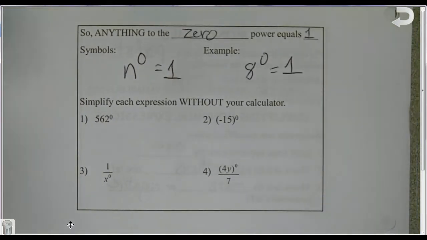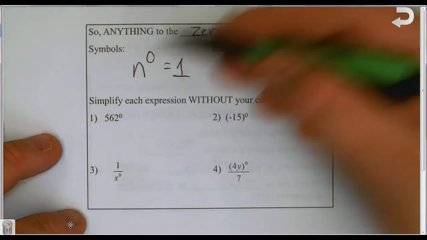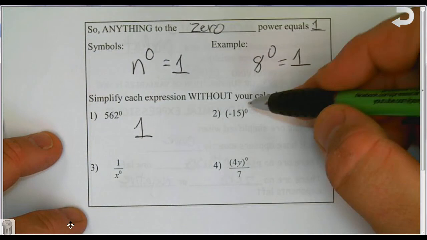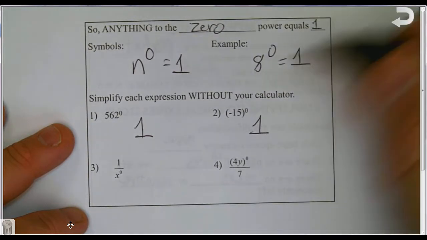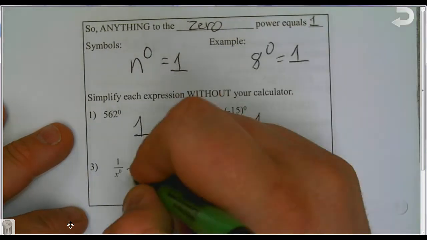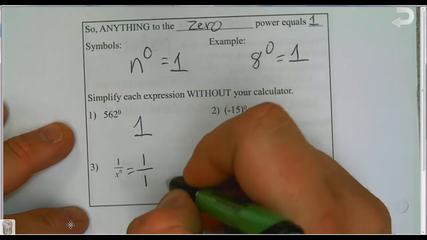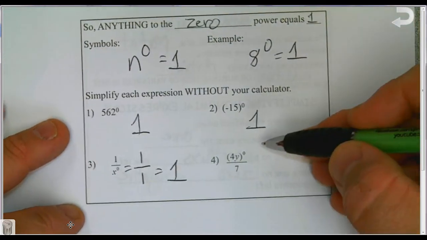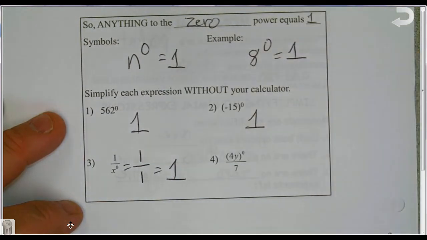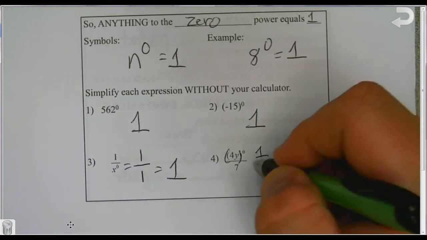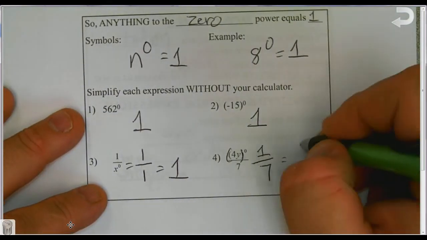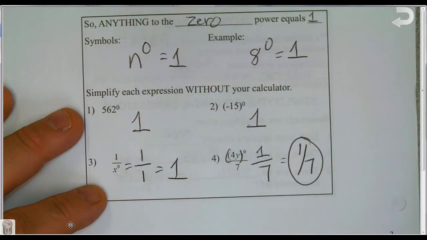There are a couple of things that we want to talk about when you have a 0 power outside of parentheses and when you have a 0 power inside of parentheses. So when I have 562 to the 0 power, that's equal to 1. When I have negative 15 inside the parentheses to the 0 power, that's equal to 1. When I have 1 divided by x to the 0, that's equal to 1 divided by 1, which is also equal to 1. 4y to the 0 power divided by 7 is a little bit interesting. Everything inside parentheses to the 0 power is equal to 1, but we have this divided by 7. So our final answer is 1 over 7. Okay?